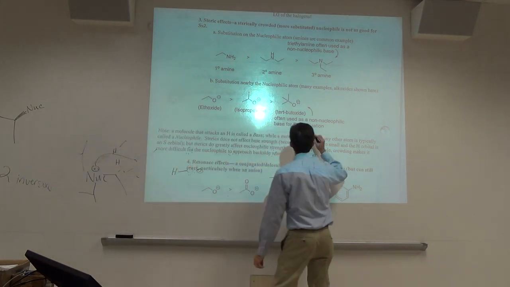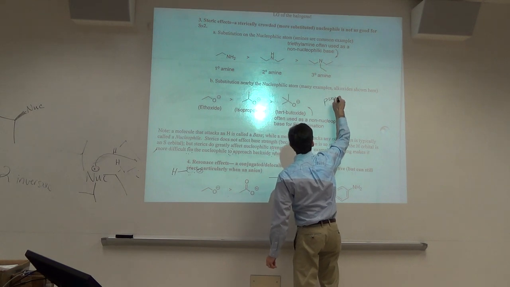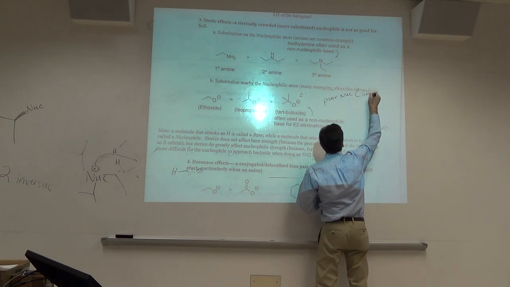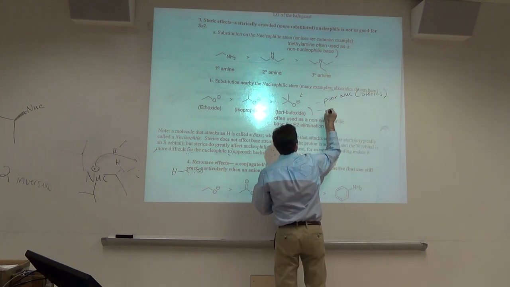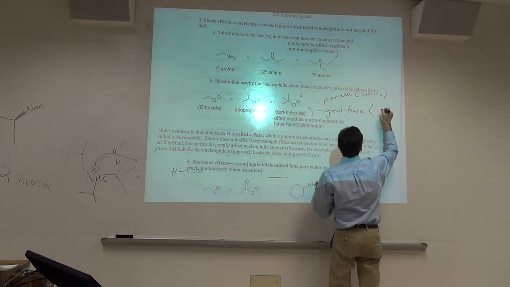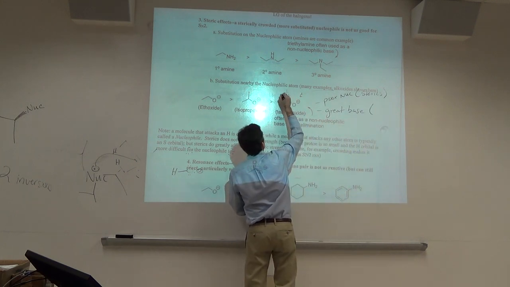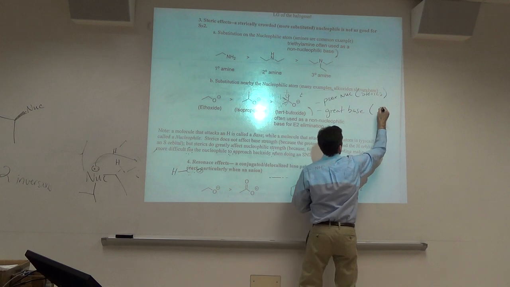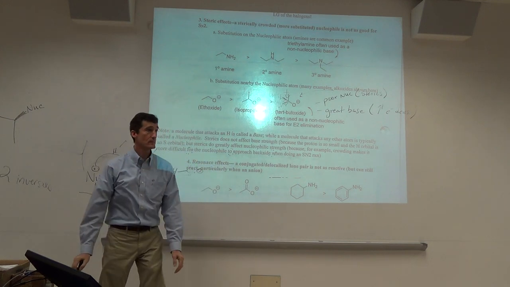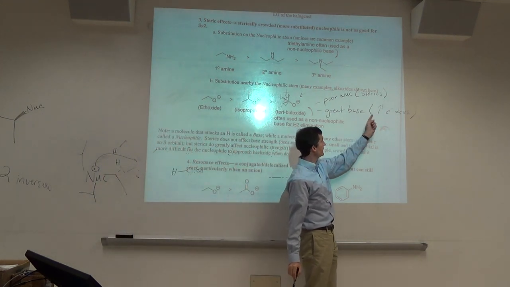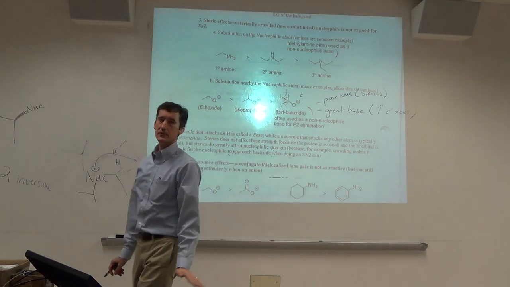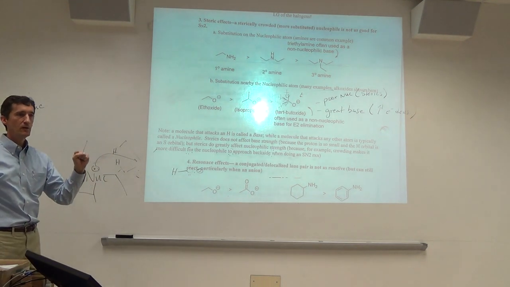So for example, this is a poor nucleophile. Why? Because of sterics. But it's a great base. Why? High electron density because of that donation. See, sterics doesn't matter when you talk about base, because when you attack an H, sterics doesn't matter that much. The H is so small.